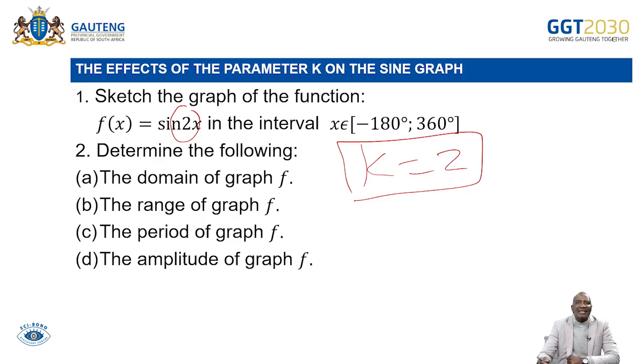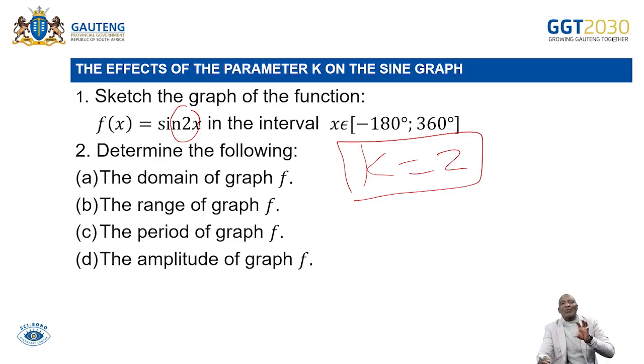I have doubled the angle. It was just x in the previous examples. This time, I have doubled the angle and made it 2x. And I have chosen this interval, negative 180 to 360, for some reasons. Otherwise, I could have stuck to my original interval of negative 360 to 360.